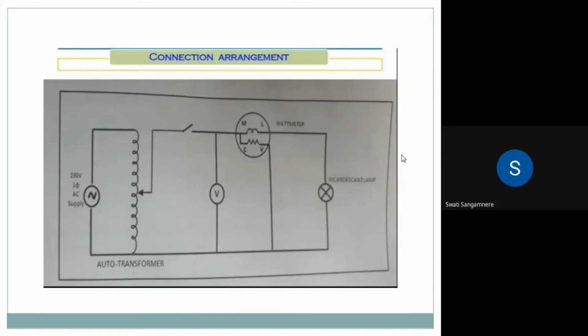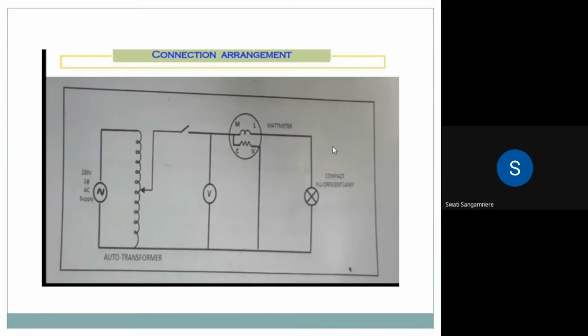This is the connection arrangement for the incandescent lamp. With this equipment, we can connect the circuit as per this circuit diagram. The lamp is connected across the auto transformer as well as the voltmeter. Then the wattmeter is used to measure the energy consumed by the incandescent lamp. All the connections are for a 230 volt AC supply.